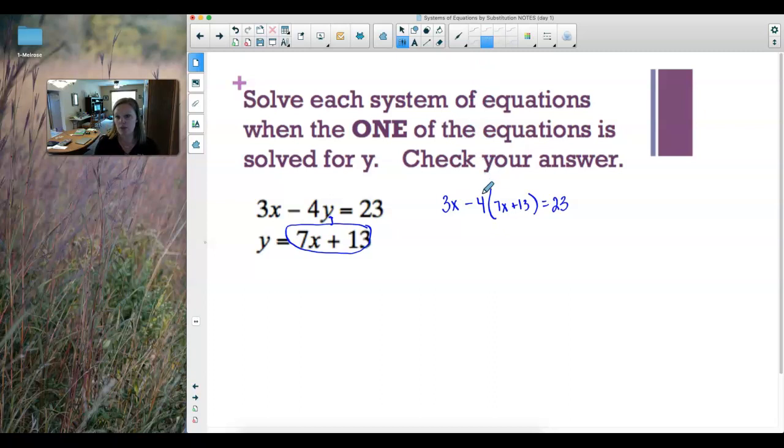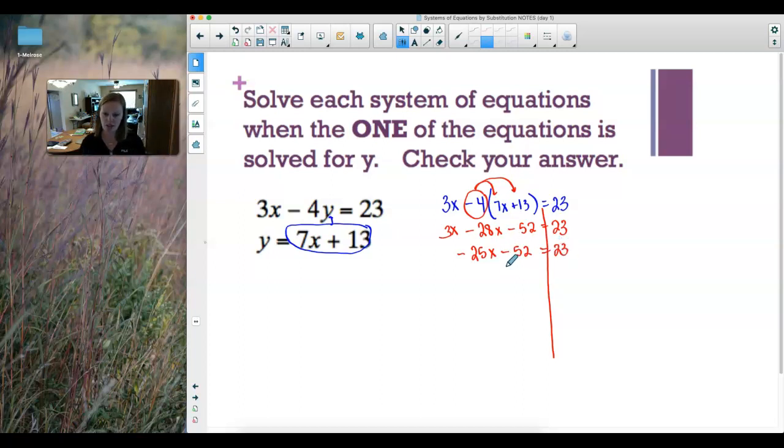Okay, now here's where we have to be really careful distributing. In this particular problem, that 4 is negative. So when I distribute, okay, we have the 3x, we're going to distribute negative 4 to 7x, which is negative 28x, and then negative 4 to a positive 13, and you get negative 52, or minus 52 equals 23. We combine like terms, so this is going to be negative 25x minus 52 equals 23.